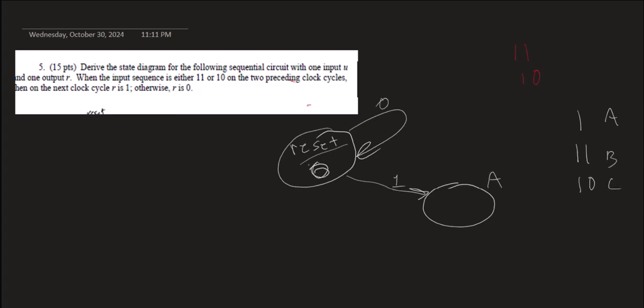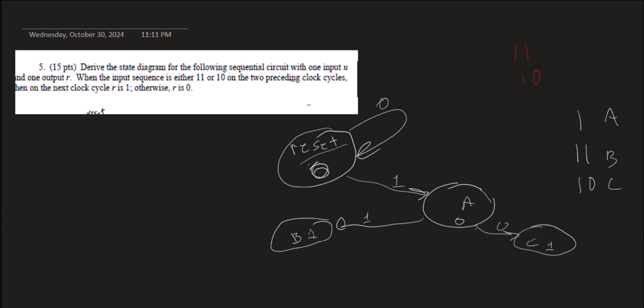And state A, oops, state A, our output is still 0 because we have not gotten 1, 1 or 1, 0. If we get a 1, we'll go to state B, and if we get a 0, we'll go to state C. Both of those, our output is 1 because those are both target, 1, 0 or 1, 1.